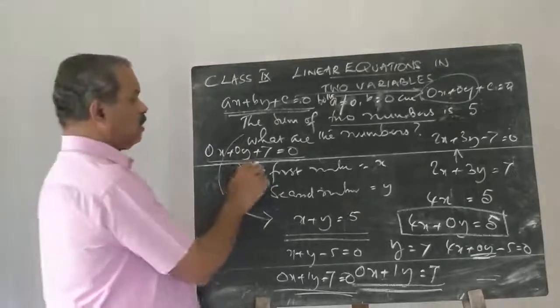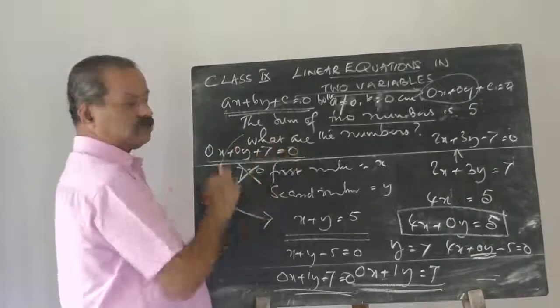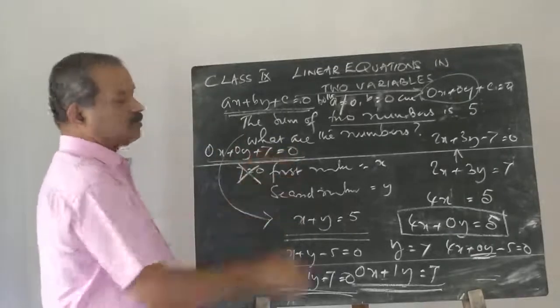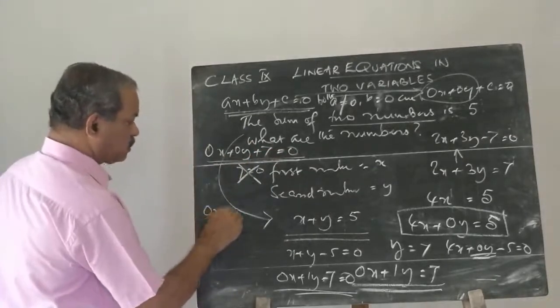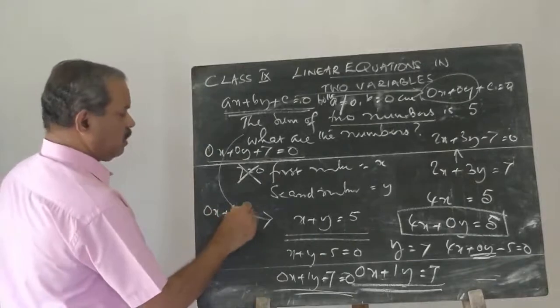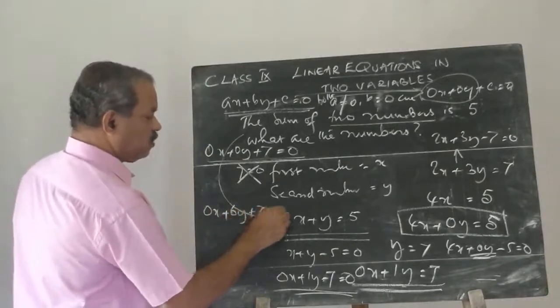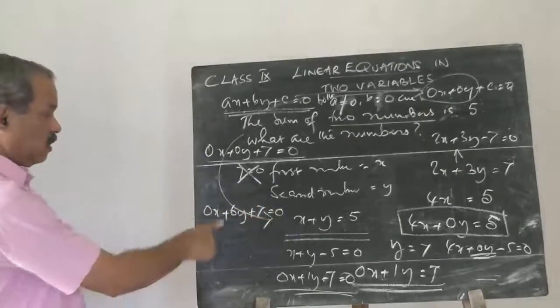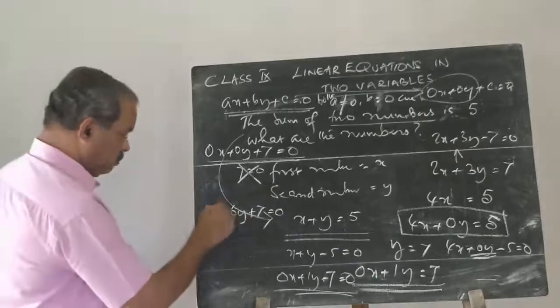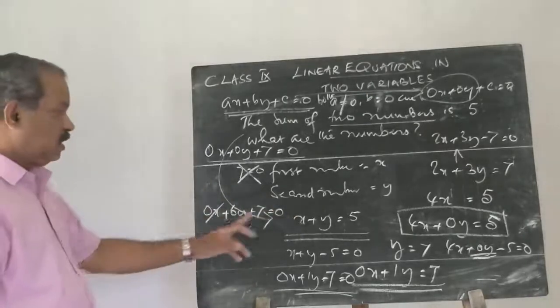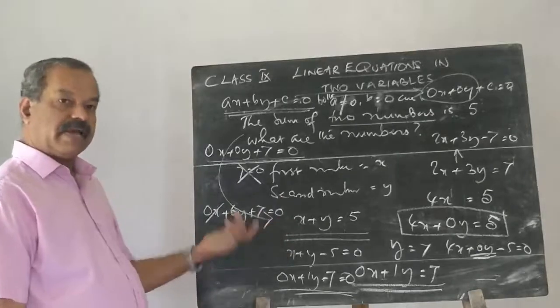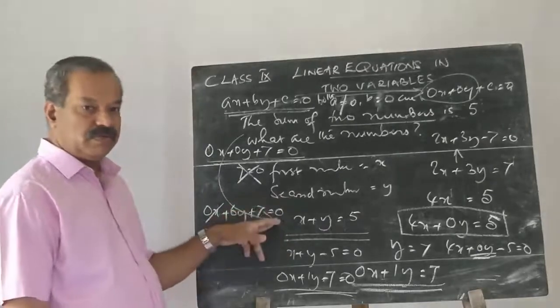When do we get this term equal to 0? If this is also 0. But if a equals 0, 0x plus 6y plus 7 equals 0. What happens? This term is not there, 6y plus 7 equals 0. It is also a linear equation in one variable that can be converted into a linear equation in two variables.